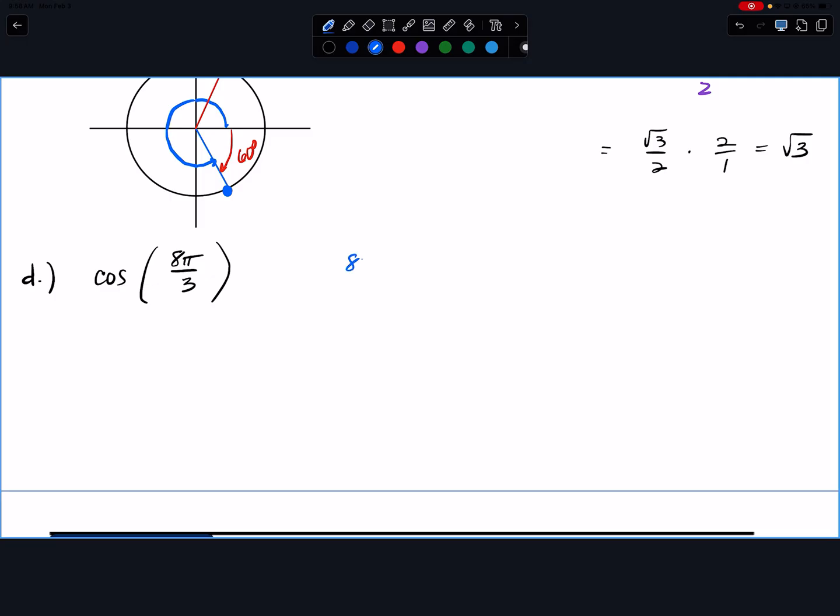So 8 pi over 3 minus 2 pi is the same thing as 8 pi over 3 minus, if I get a common denominator, do you guys agree I can multiply top and bottom by 3? So that will give me 6 pi over 3. 8 pi over 3 minus 6 pi over 3 is going to give me 2 pi over 3. So that means that this angle and this angle are coterminal, they land on the same spot on the unit circle.